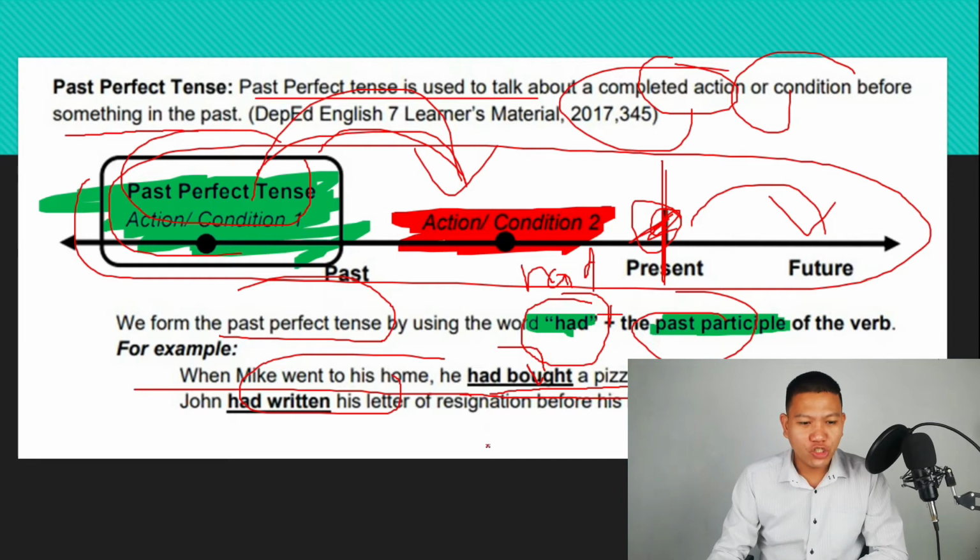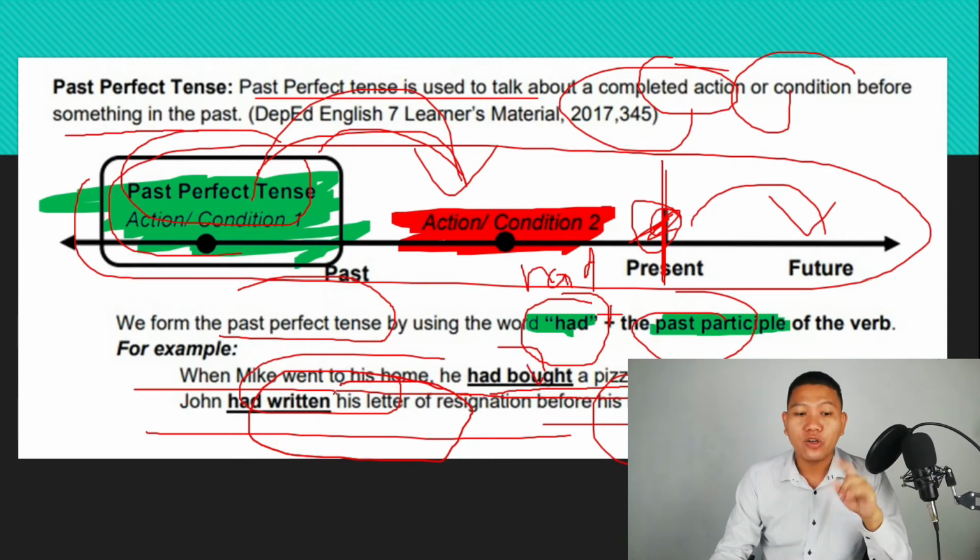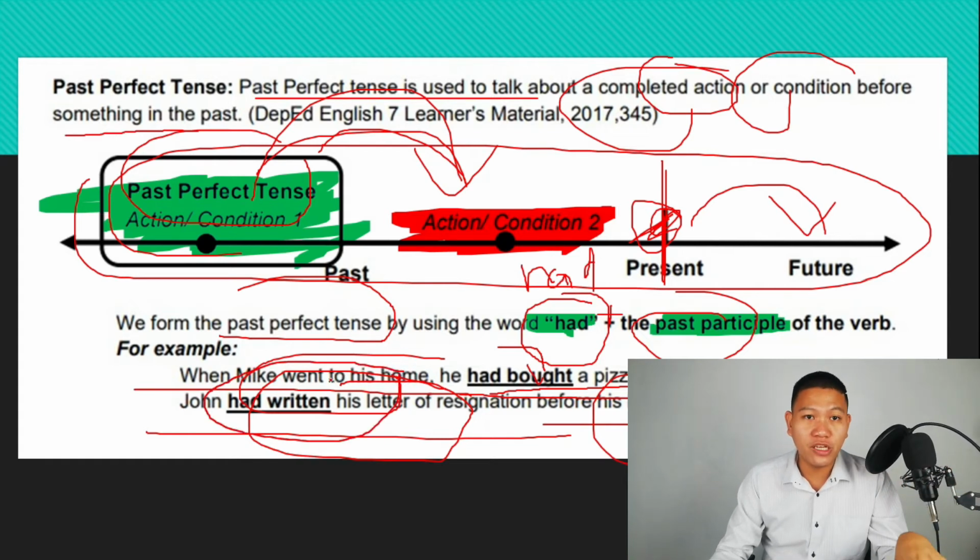Another is that John had written his letter of resignation before his boss arrived. Okay. Again, we have two past actions. The boss arrived and written resignation letter. All happened in the past already, done already. Now, which happened first? When the boss arrived, or when he wrote his resignation letter? Considering the form, it's the writing of the letter. So here, John wrote first his resignation letter. He's done already with his resignation letter.